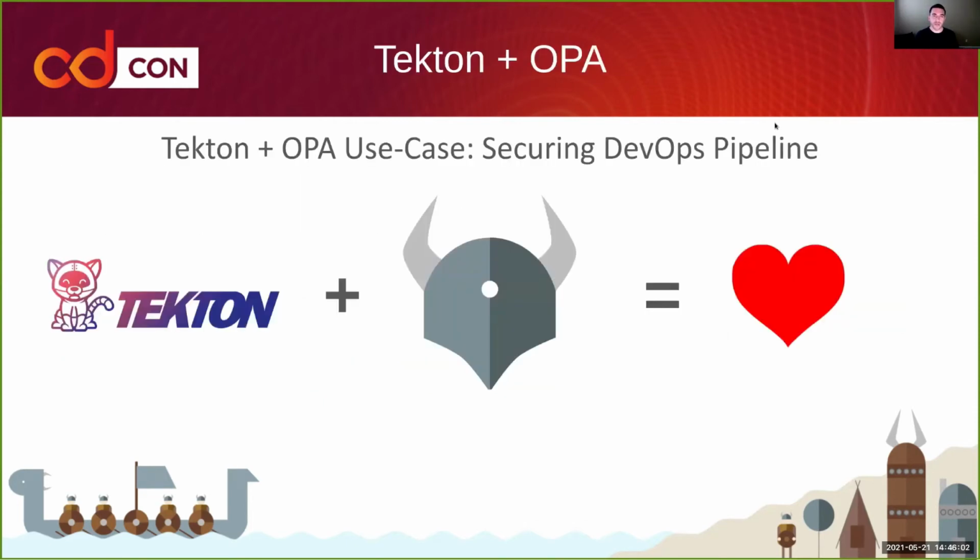Now that we've gained some understanding about what OPA is and how it integrates with Kubernetes using Gatekeeper, we can shift towards how to integrate OPA with Tekton. One of the best use cases for Tekton and OPA is to leverage OPA to secure your Tekton pipelines to create a DevSecOps process. But how do we do that?